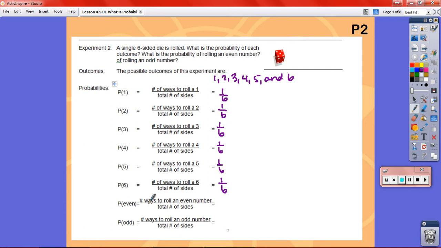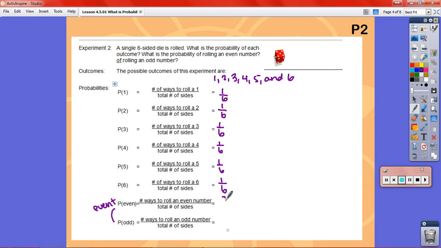But then we have an event. This is an event down here. Both of these are outcomes. These are events. These are also events, but this can't be called an outcome, so we have to call it an event. So the probability of getting an even number. Well, even numbers are 2, 4, and 6, so that's 3 of them.